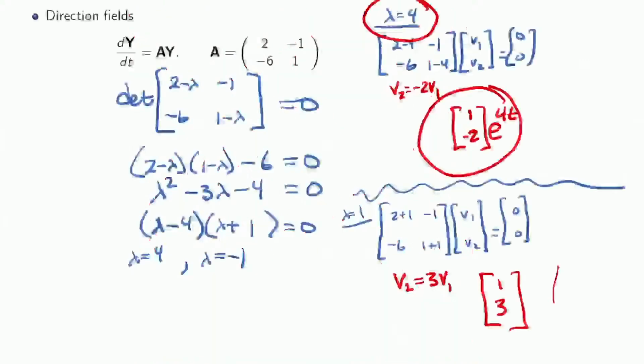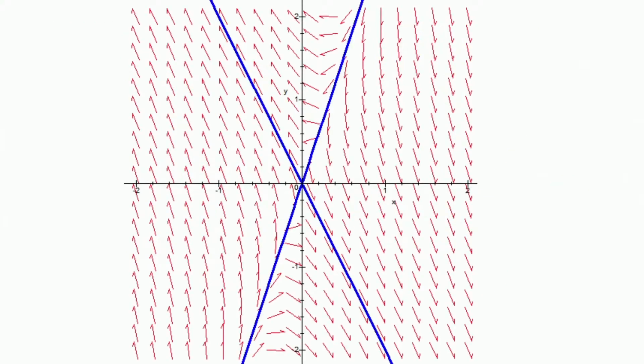With the other solution, this will be attached to lambda equals -1, so e to the negative t, which means you're going to get smaller. As t gets bigger, that gets smaller. So what's going to happen to solutions there? Well, they're going to go towards the middle.